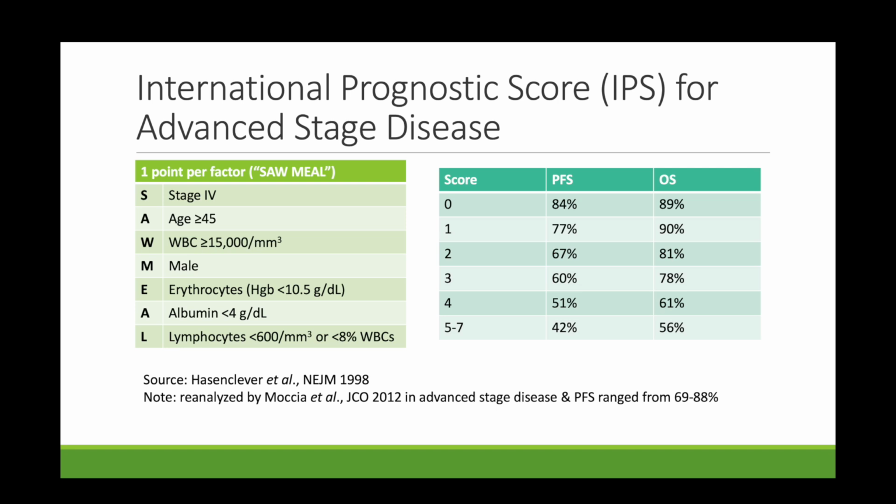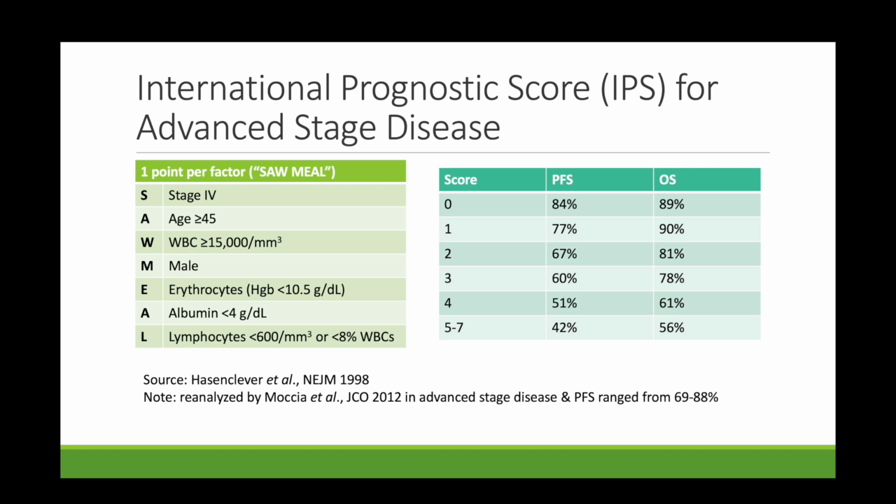S is stage 4, A is age greater than or equal to 45, W is a white blood count of 15,000 or greater, M is male gender, E stands for erythrocytes, and it's really your hemoglobin of less than 10.5 is a bad prognostic factor. Albumin, so if you have low albumin or less than 4. And then finally, L is lymphocytes. So if lymphocytes are less than 600 or less than 8% of your white blood cells.